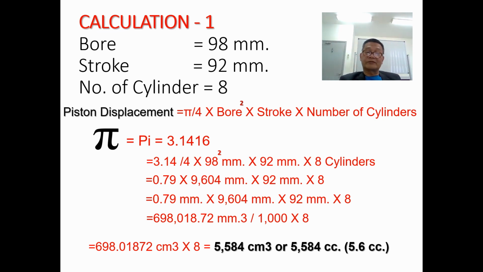Okay, so that will be the calculation. Basically, if you translate that into a liter rating, that will be a 5.6 liter engine, because the digit after 5 is 8, which is 5 or more, so you need to round up the 5 to 5.6.